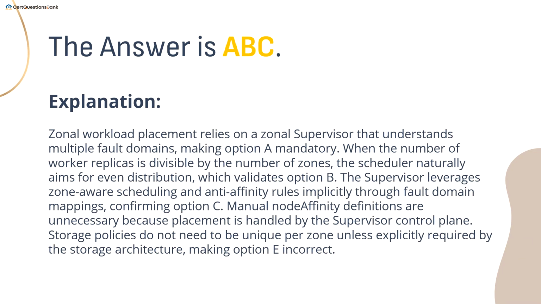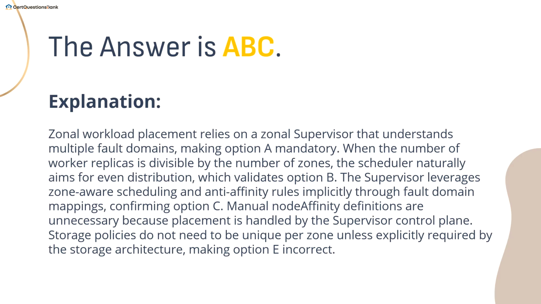The answer is ABC. Zonal workload placement relies on a zonal supervisor that understands multiple fault domains, making option A mandatory. When the number of worker replicas is divisible by the number of zones, the scheduler naturally aims for even distribution, which validates option B. The supervisor leverages zone-aware scheduling and anti-affinity rules implicitly through fault domain mappings.